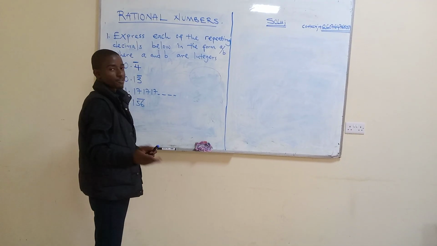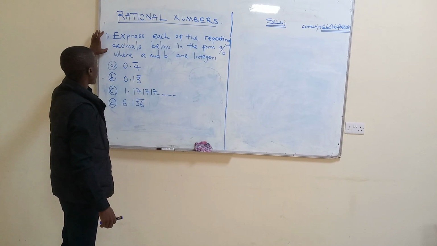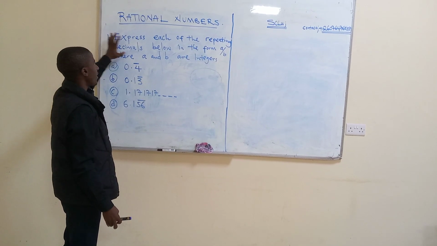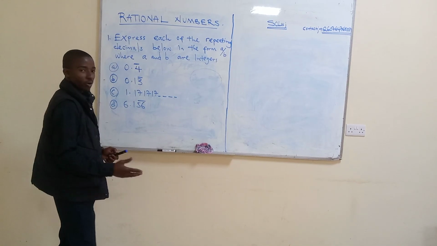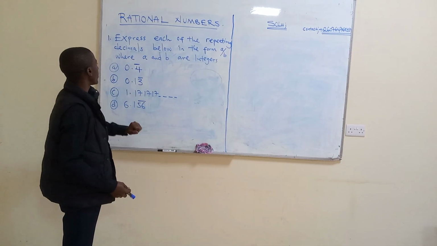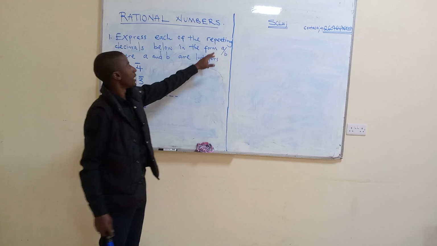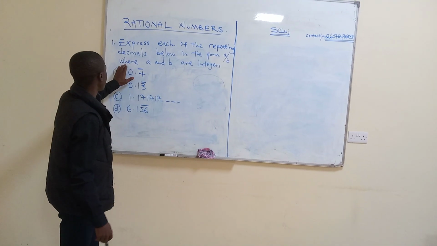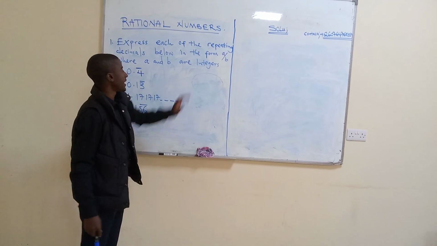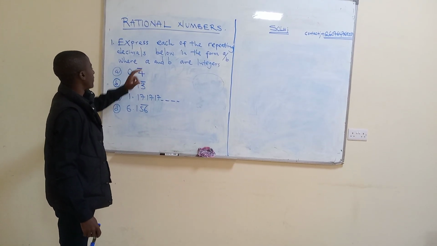Now we are going to focus on answering questions that come under rational numbers. The first question reads: express each of the following repeating decimals below in the form of a over b, where a and b are integers. So we have 0.4 with a bar.